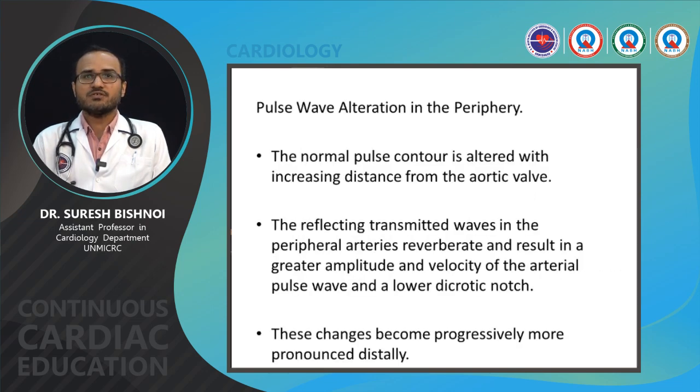A normal pulse contour is altered with increasing distance from the aortic wall. The reflected transmitted waves in the peripheral arteries reverberate and this results in greater amplitude or height and velocity of the arterial pulse wave, and there is a lower dicrotic notch. And these changes become progressively more as we move distally. So the lower limbs have a higher systolic blood pressure as compared to the central blood pressure, which we commonly also call peripheral augmentation of the blood pressure.